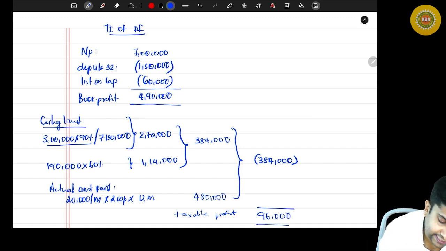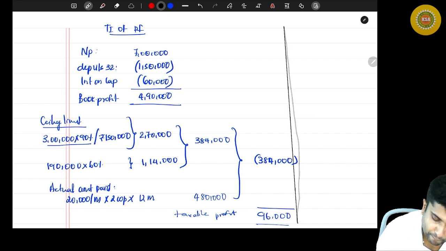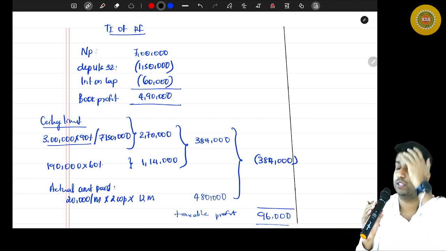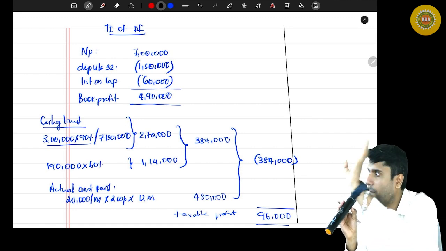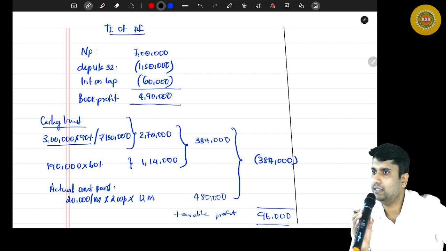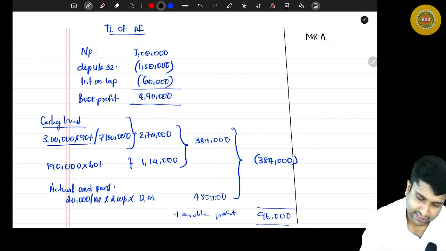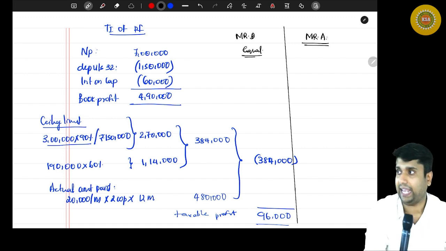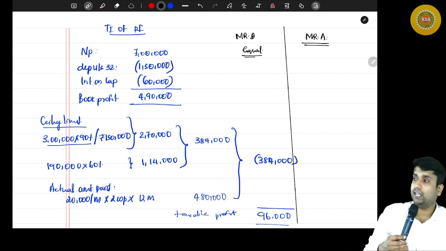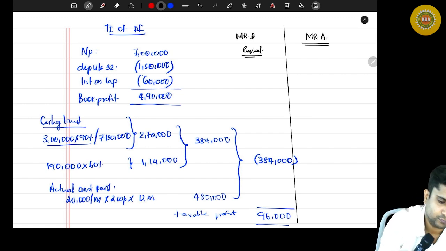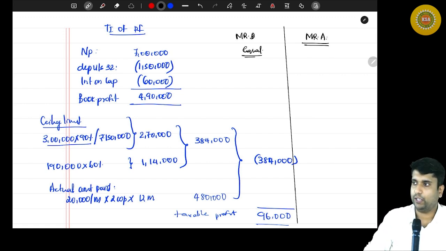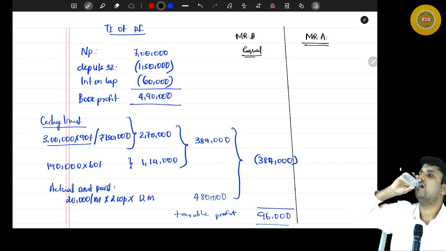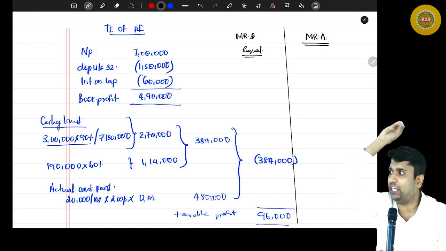Now, the question is not asking anything in relation to the partner. Imagine they are asking you to compute the total income of a partner. Say there is one partner, Mr. A. There are two partners, Mr. A and Mr. B, equal partners. Compute the taxable total income of Mr. A, as well as the exempted income. Equal partner, equal profit sharing ratio, equal investment, everything equal.